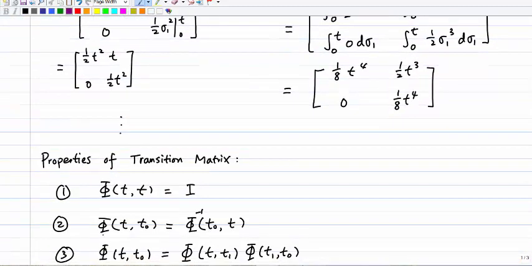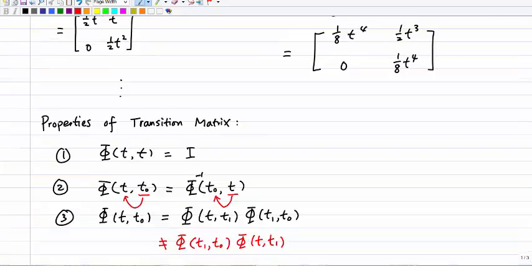The other one is that phi of t, t0 is the inverse of phi of t0, t. You can imagine this one is the transition from t0 to t, and this one is the transition from t to t0. You can see they are kind of opposite: one is the transition from t0 to t, and one is from t to t0.